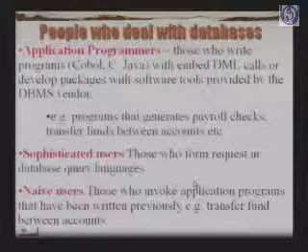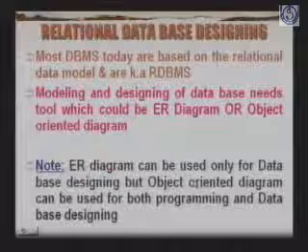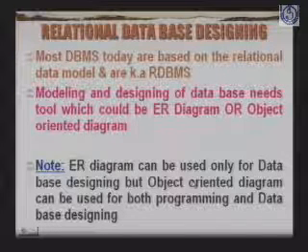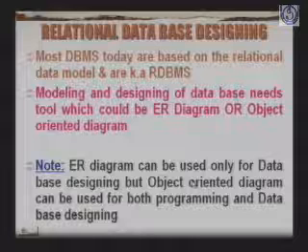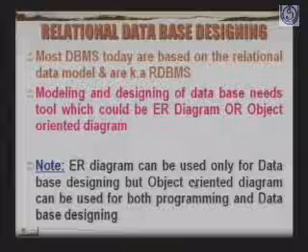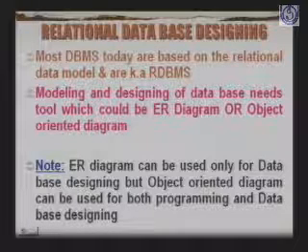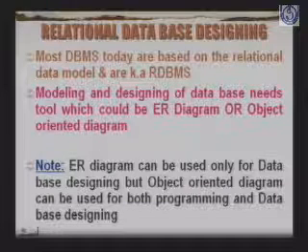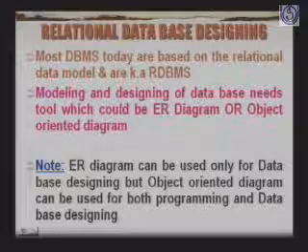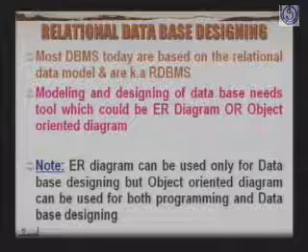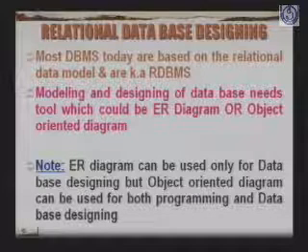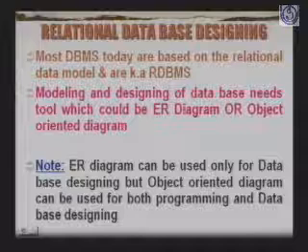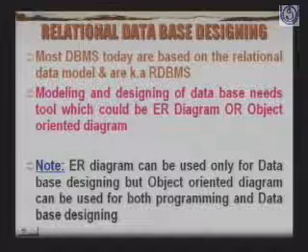Let me come to an important part: in order to model a relational database, there are two mechanisms available nowadays, the entity relationship diagram as well as UML diagrams or object-oriented diagrams. The difference is that entity relationship diagrams are specifically for database designing, whereas the UML or object-oriented diagram can be used for both programming as well as database designing. This is an important part to be observed.